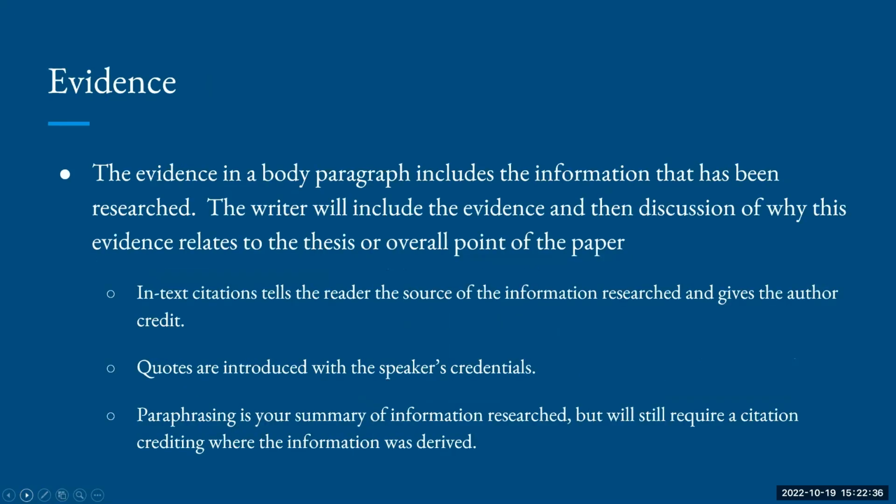So within your body paragraph, you have evidence. And this is the information that has been researched if you're doing a research paper. And then this will also include discussion of why this evidence relates to the thesis or the overall point of the paper. This is where you will see in-text citations. An in-text citation is going to tell the reader the source of information, research, and of course it gives the author credit. And the in-text citation will come after a quote.